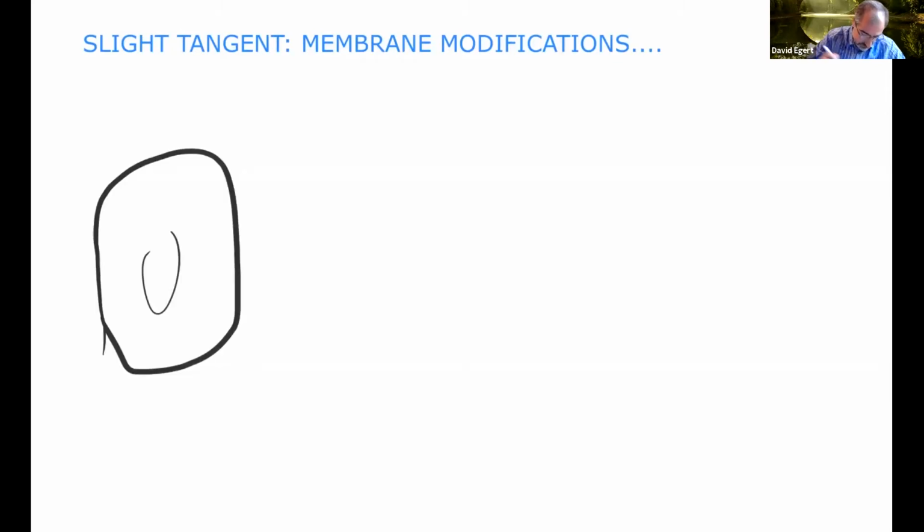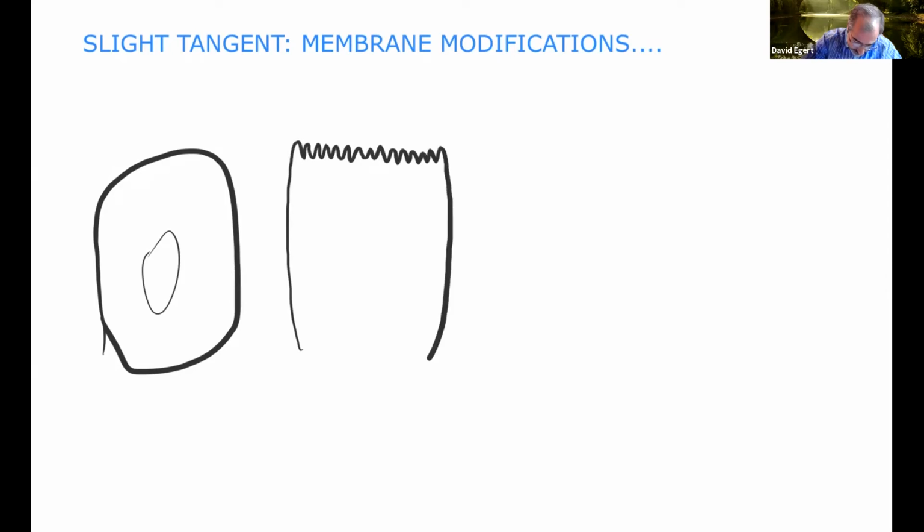So we could have our classic cell that just looks like this, and the membrane is just kind of smooth. But then we have a lot of different options. One is we can have the membrane really folded up. We call these microvilli. And these are reinforced with actin.